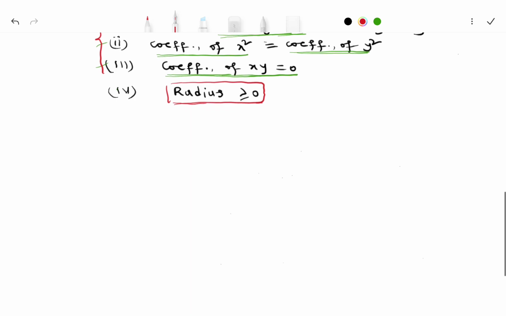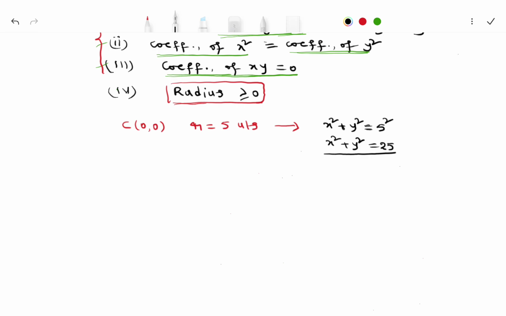Next, take one more example. For example, the center is (0, 0) and the radius is 5 units. Then what is the equation of the circle? You know the equation will be x square plus y square is equal to r square; we already derived that, it is the sub result. So r square is nothing but 5 square. That will be x square plus y square is equal to 25.